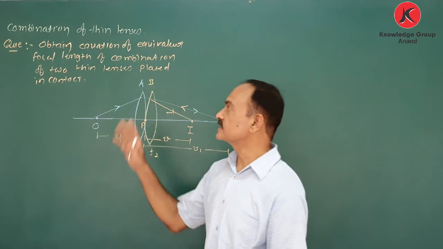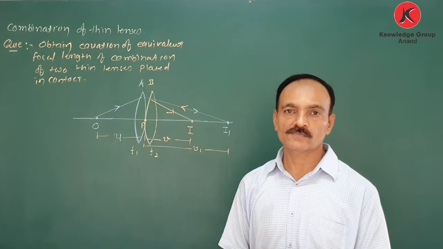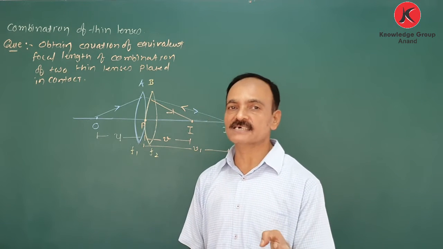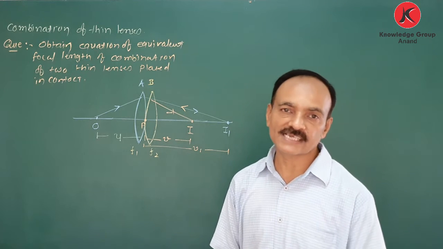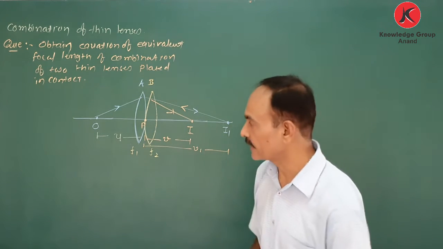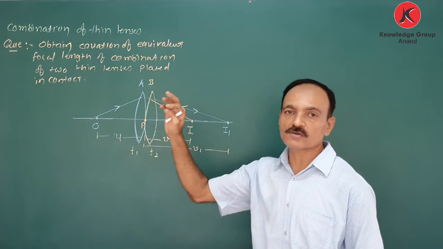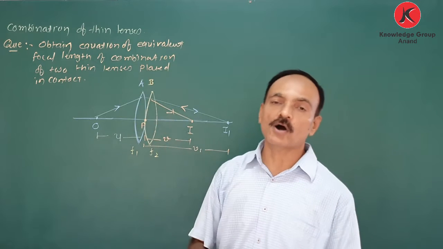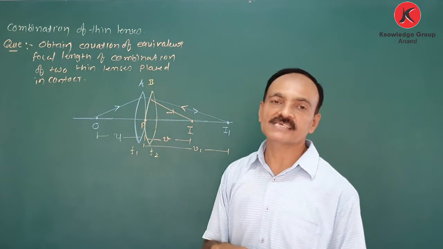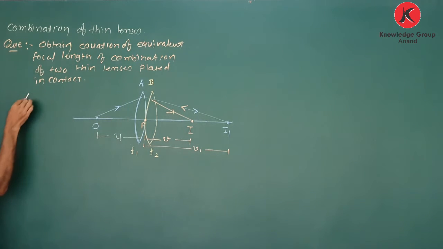And frequently we are using this combination of the lenses in telescope and microscope, right? To get the maximum magnification and to obtain a clear image of the object. So here the combination of lenses is required. Now listen, first the description of the figure. Our aim is to obtain the equation of equivalent focal length of combination of two thin lenses placed in contact with each other. Therefore, first the description as shown in the figure.